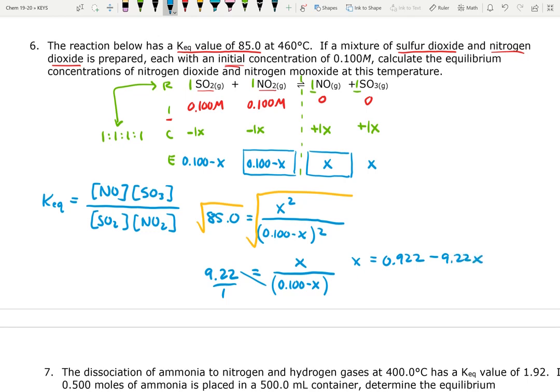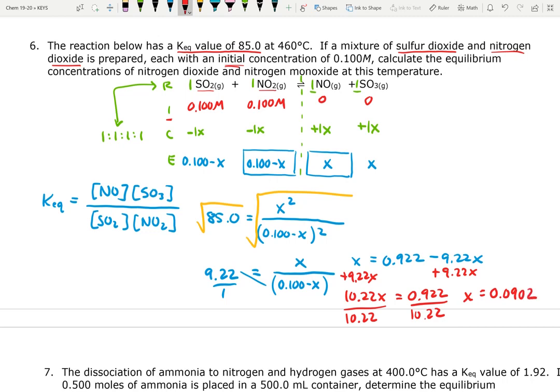Group like terms, I'm going to add to both sides 9.22x to get those x's together. And that'll give me 10.22x equals 0.922. All right. Divide both sides by 10.22 to get the x by itself. And 0.922 divided by 10.22 gives me an x of 0.0902. And that x then is what?